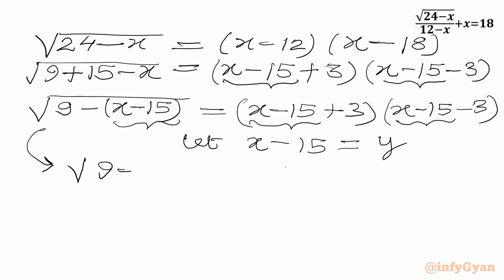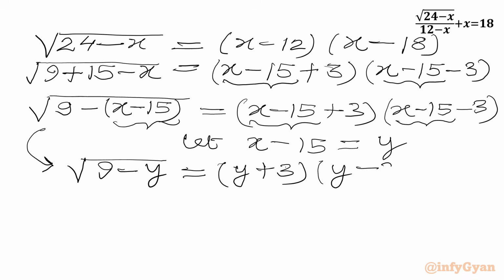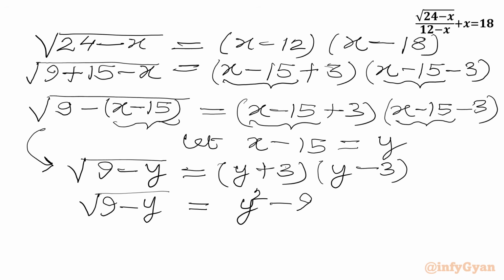Square root 9 minus y equal to y plus 3 times y minus 3. A plus b times a minus b is a square minus b square. So we can write this is y square minus 3 square, that is 9. In left hand side it is square root 9 minus y. Now we have one square root in LHS. We'll be squaring both sides.